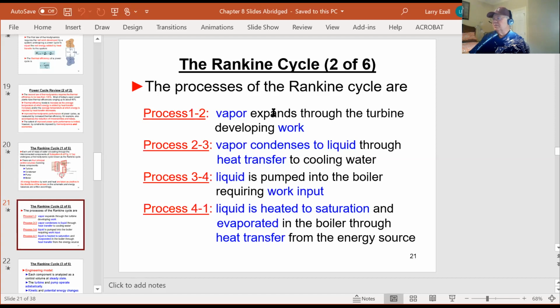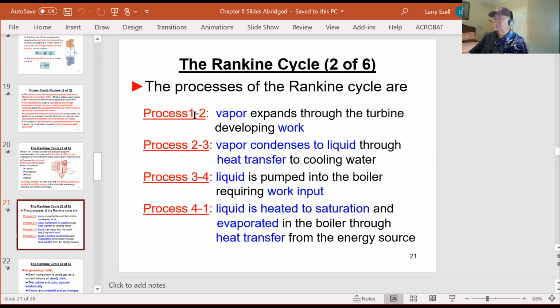I wish I could show both of those slides side by side, but through the turbine, the vapor expands, developing work. Through the condenser, the vapor condenses to a liquid through heat transfer to cooling water. And we know the cooling water is generally a cooling tower circuit. Liquid is pumped into the boiler requiring work input. That's the pump. And the liquid is heated to saturation and evaporated in the boiler through heat transfer from the energy source.